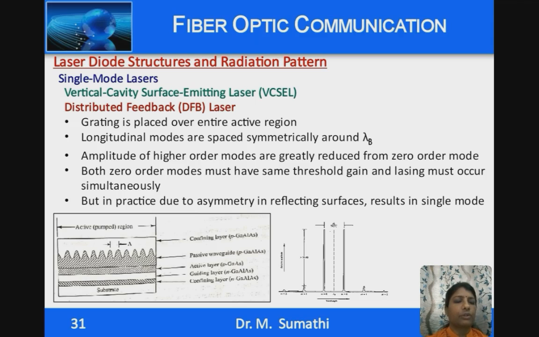And here, as you can see in this graph, the longitudinal modes are spaced equally around the central Bragg wavelength, and the intensity or amplitude of the higher order modes is greatly reduced. Theoretically speaking, the zero order modes have the same gain and they should be symmetrical around the Bragg wavelength, but in practice there is asymmetry in the reflective surfaces and also the asymmetry is further enhanced by differences in polishing, and therefore this results in a single mode.